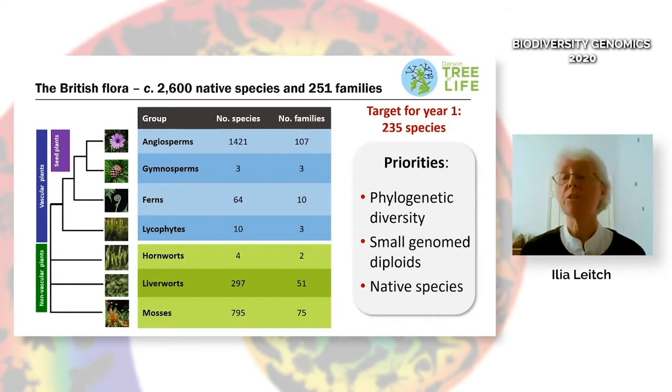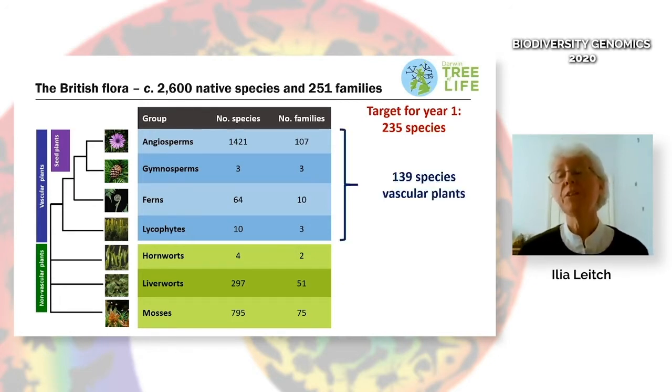Secondly, to target species with small genomes and that are diploid, where we have that information available, because we think this will considerably simplify things for the Darwin Tree of Life as they work towards optimizing their pipeline for generating these high quality chromosome level genome assemblies. And then finally, our list predominantly consists of native species, although it does also include a few non-native, such as those of medicinal interest or plants which are particularly invasive for the British flora.